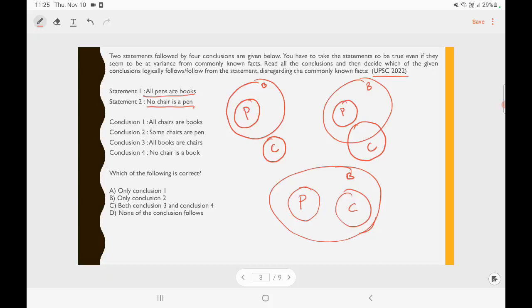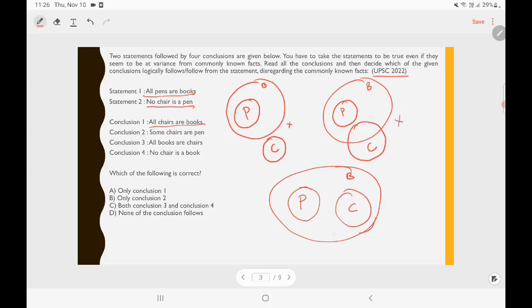So first conclusion says that all chairs are books. This means that all chairs are always books. This means that in all the possibilities this must be true. Then only that conclusion is going to be true, right? Because it's an extreme statement. So it should satisfy in all the possibilities. Here in the first possibility, all chairs are books is wrong. Here also not all chairs are books, only this much chair is books, right? So in this possibility also conclusion 1 is wrong.